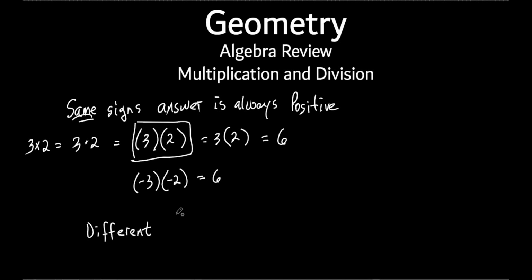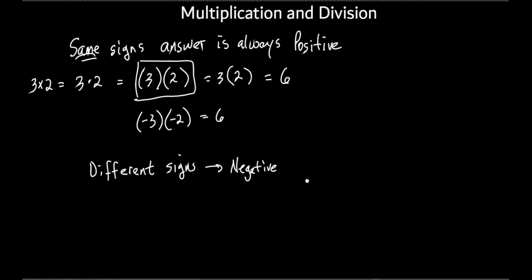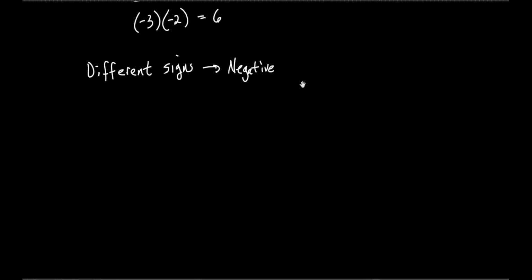All right, so different signs. The answer is always, I'm just going to put a little arrow here, is that all right? The answer is always, what do you think? Negative. Okay, so when you have different signs, this is when you're multiplying 2 numbers together, okay? Not 3 or 4 or 5, but when you have 2 different signs, your answer is always negative. So if I had negative 3 times positive 2, what's my answer? Negative 6.